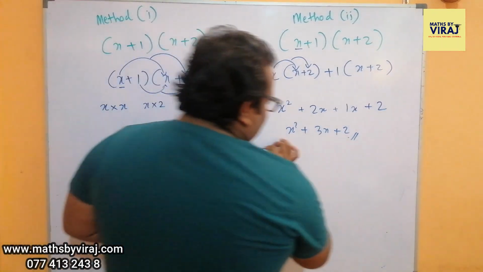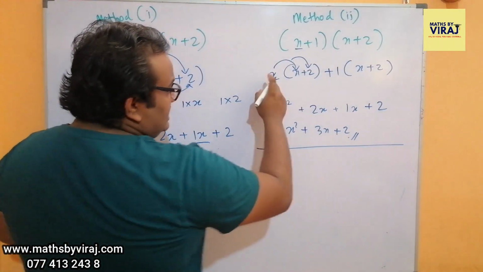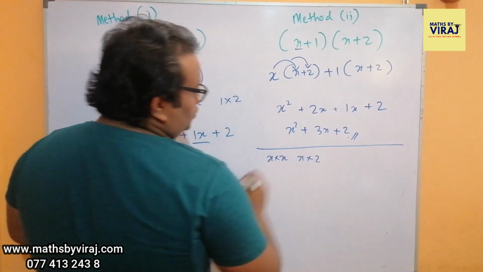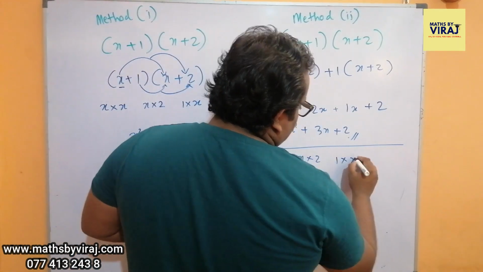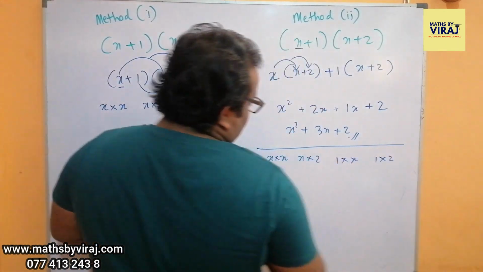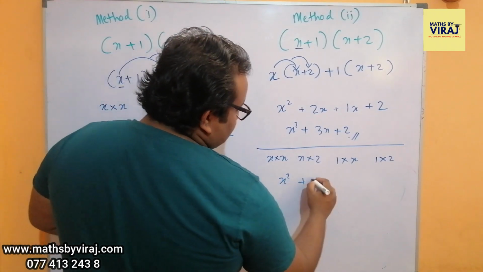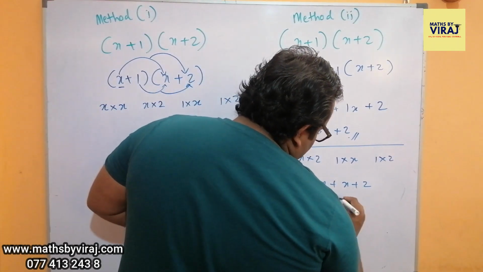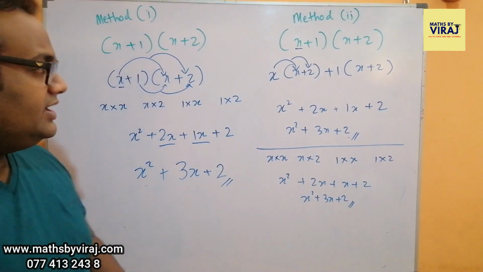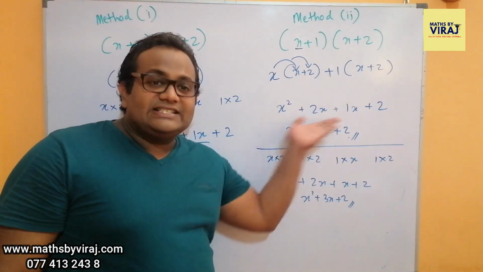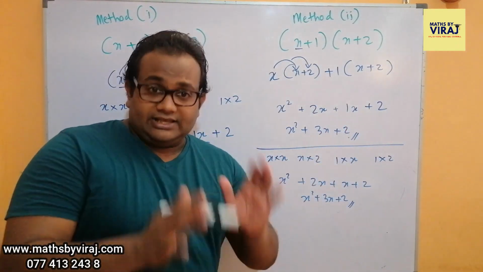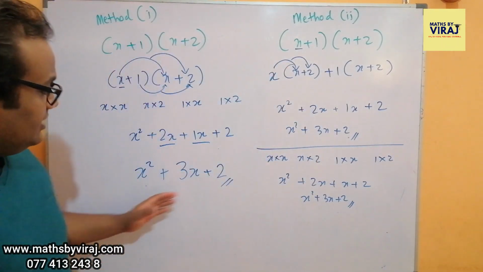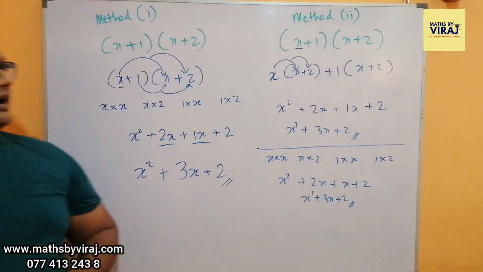For those of you who did not understand, what I did here was I multiplied x by x. Again x by 2. Again 1 by x and 1 and 2. This gives me the answer x squared plus 2x plus x plus 2. X squared plus 3x plus 2. Now here, if you can write it in this way rather than going through this step, that is fine. That's why I wanted to show, right? Therefore both the answers are the same and we have two different methods.